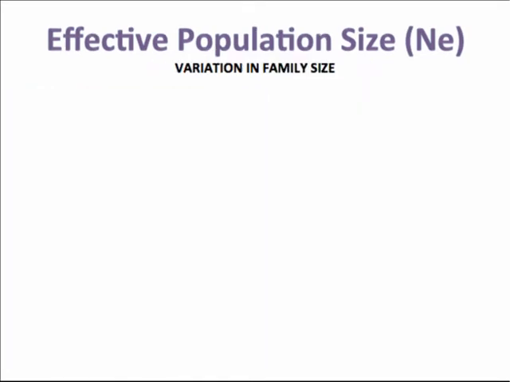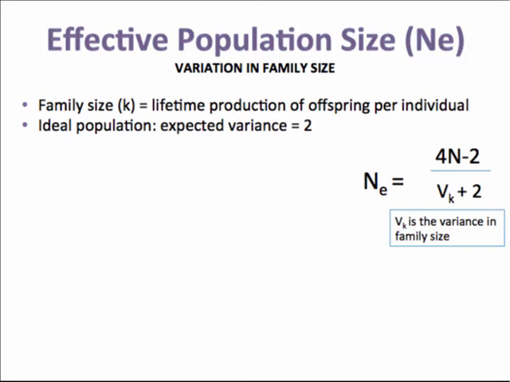116,673. So another factor that is important in effective population size is the variation in family size, and this can have a big influence on effective population size. So family size is the lifetime production of offspring per individual, and in that ideal population, there's an expected variance of 2, meaning all individuals contribute to offspring equally. Now, in the wild, this is rarely the case, that there's this even number of offspring produced by every individual.